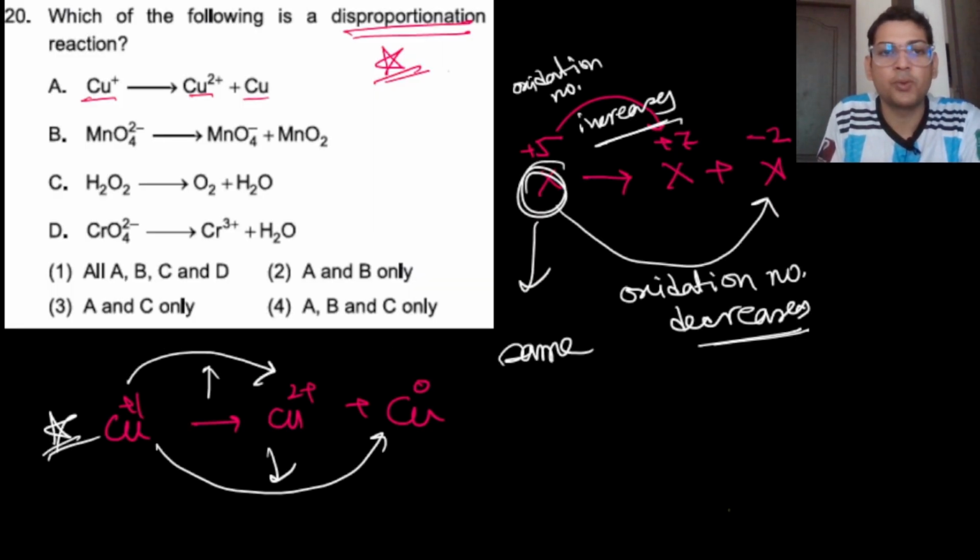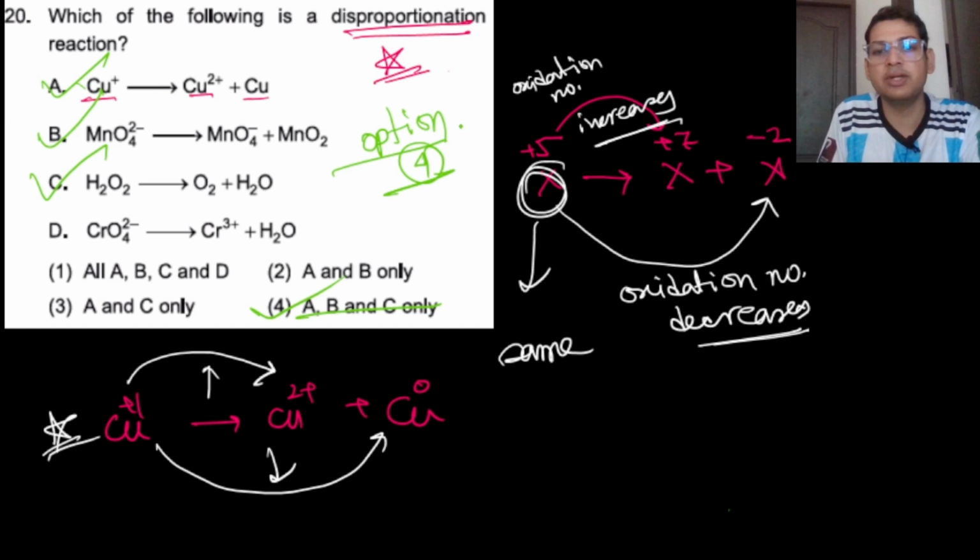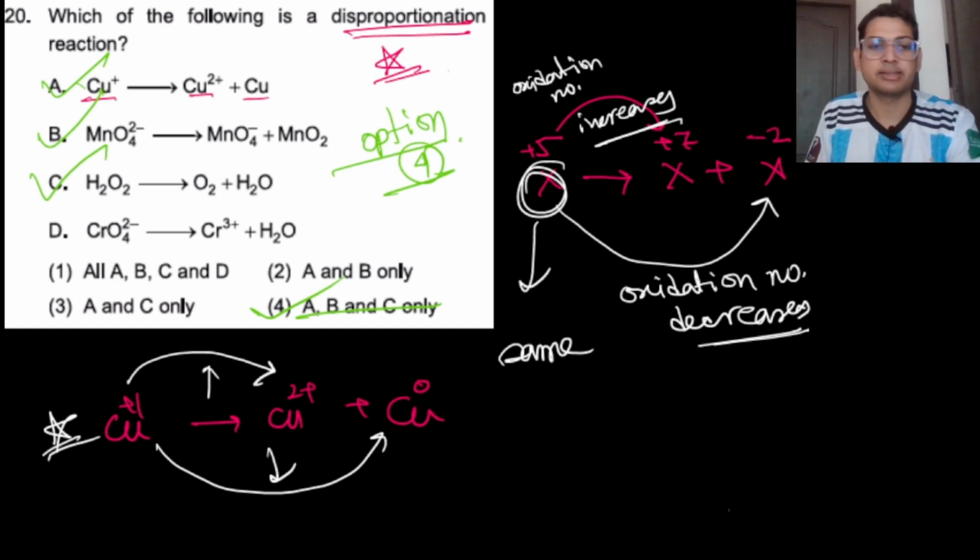Okay, so A is disproportionation, B is disproportionation, C is disproportionation. So matching is option number 4. Option number 4 is matching very beautifully, and that will be your answer.